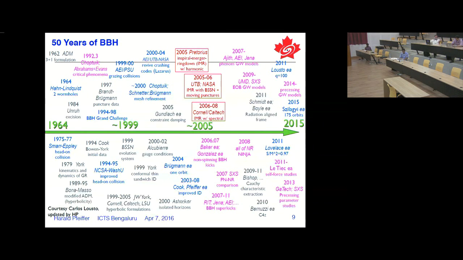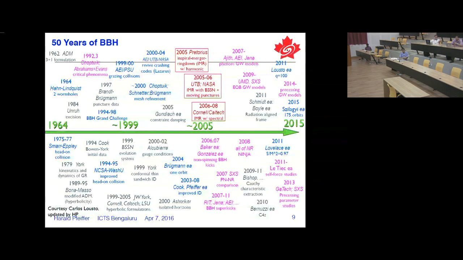Pretorius doing harmonic simulations, University of Texas Brownsville, now RIT and NASA developing the BSSN simulations, and then SXS, Cornell, Caltech, somewhat later the spectral simulations. And those breakthrough results have then changed the character of the field from mostly algorithmic development to scientific and physics applications henceforth.